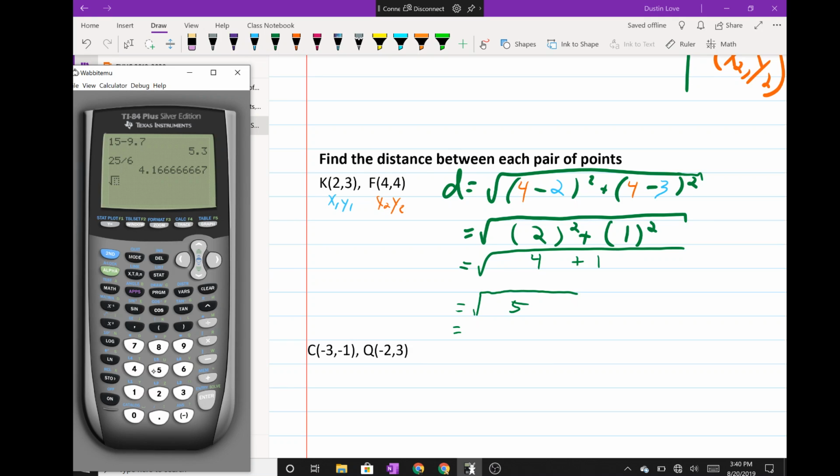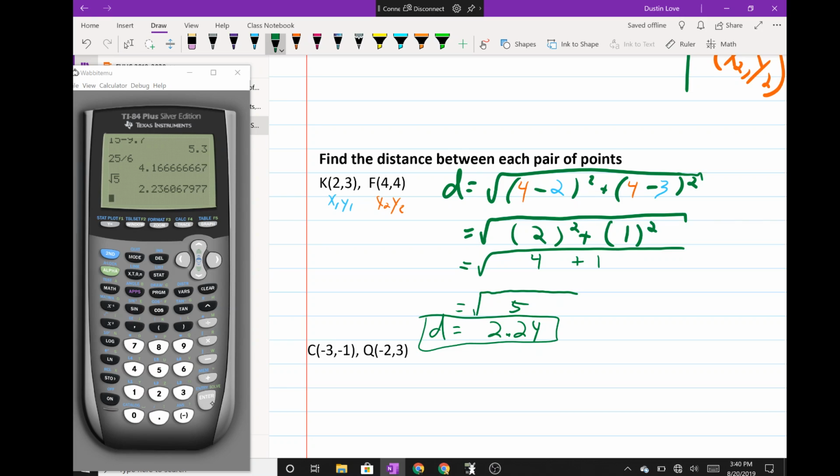I think that's right. 2.24. Yeah, 2.236 rounds up to 2.24. Okay. Any questions on that? You good?